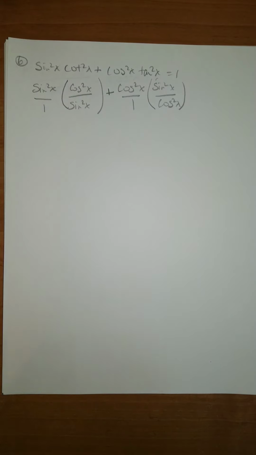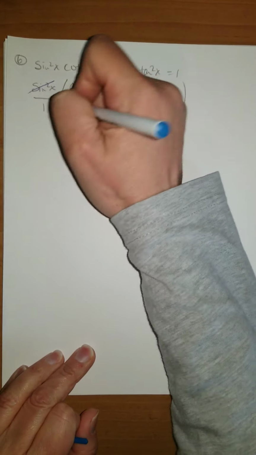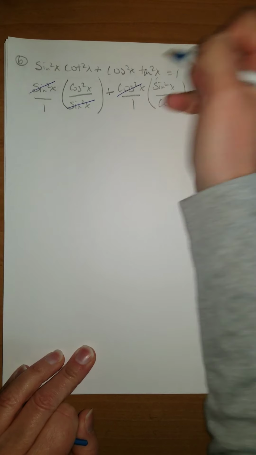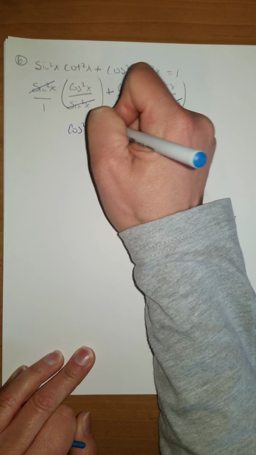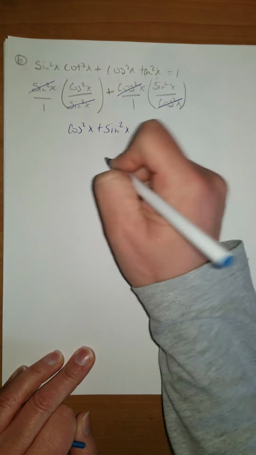Now, usually when I add, I'm trying to find a common denominator, which I completely understand. But that's really not the goal of this. Do I see anything else? Yeah. Don't these sines divide out? Don't these cosine squareds divide out? And I'm left with the cosine squared of x plus the sine squared of x. What's that, you guys? 1.